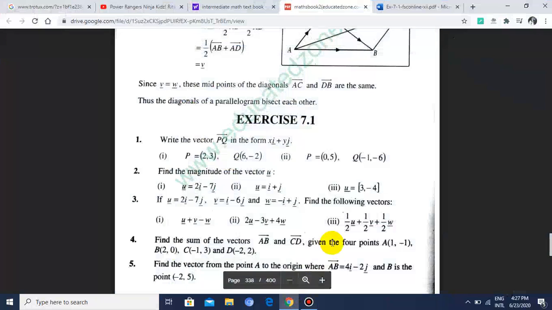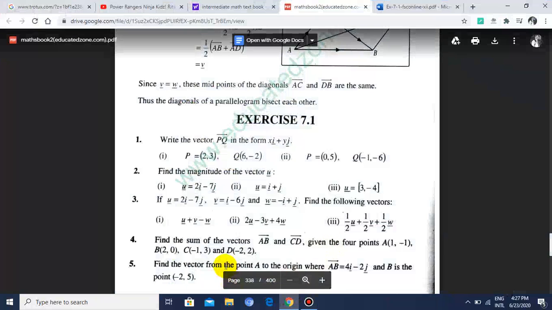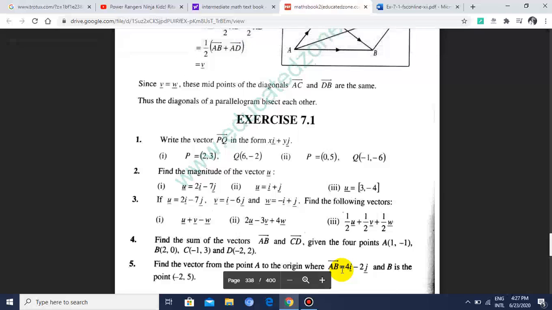Exercise 7.1, question number 5. Find the vector from point A to origin, where vector AB is equal to 4i minus 2j and B is the point (-2, 5). We have to find the vector AO from origin.